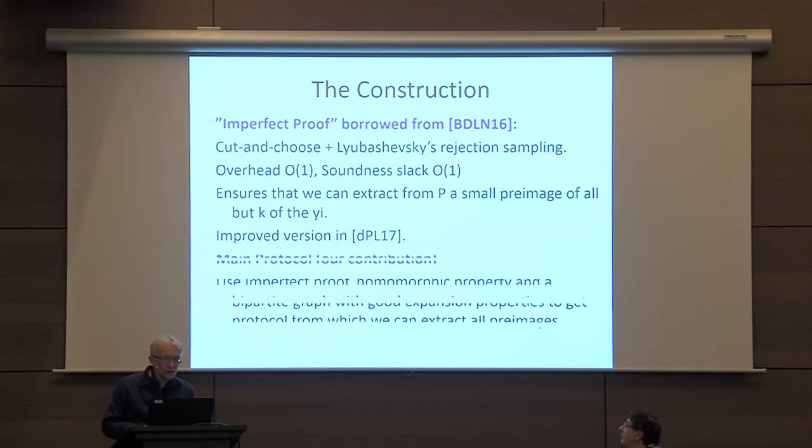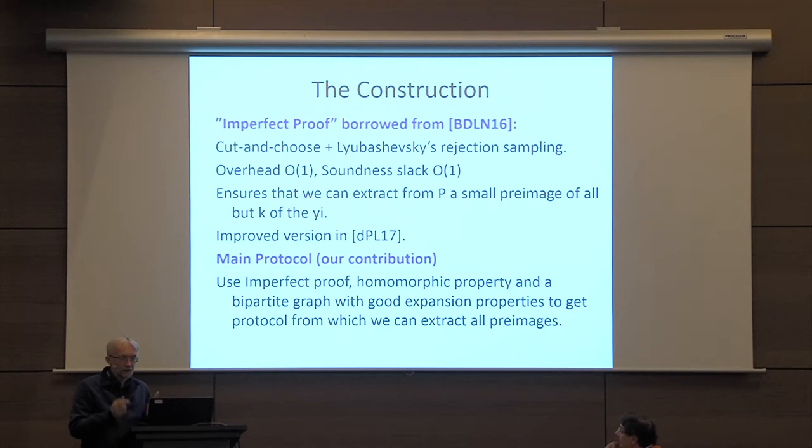So the main protocol is our contribution. We use three ingredients: imperfect proof, homomorphic property of the function, and a bipartite graph with certain nice properties. And this way, we get another protocol where we extract all the pre-images. And there's a slight cost in bigger soundness lag, but not much.